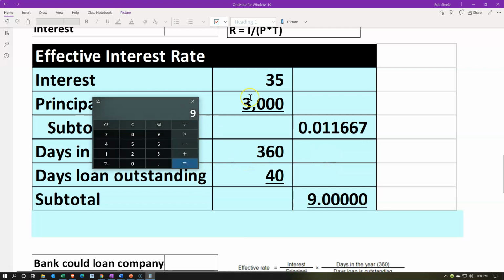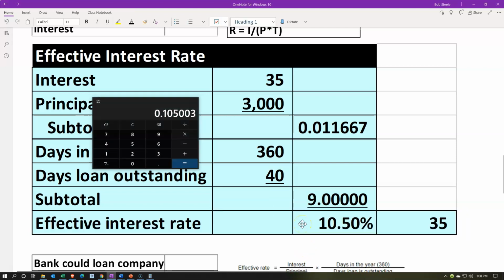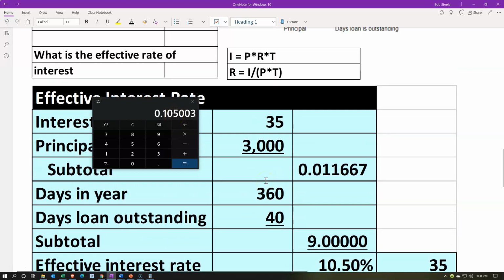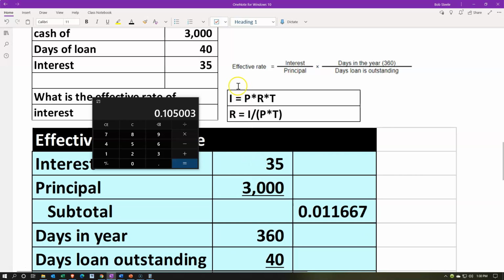So 9 times 0.011667 is going to give us about the 10.50%, right? And then if I was to prove that, I could say, okay, well now let me plug that back into my interest formula to solve for I and see if I do indeed get 35.